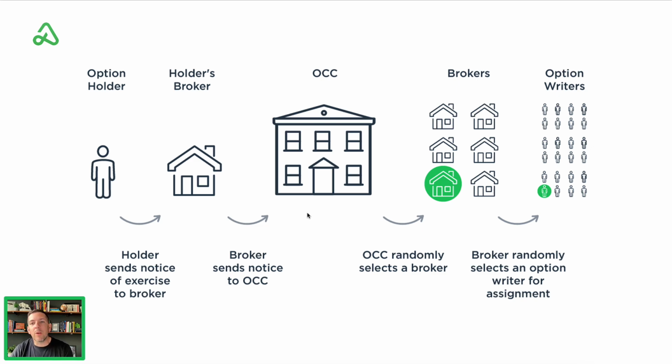The OCC randomly chooses a brokerage that's a member firm. That means it could choose the same brokerage firm again, or it could choose a different brokerage firm. And then that brokerage firm randomly selects somebody who's short that contract and assigns that contract. So the process is random.